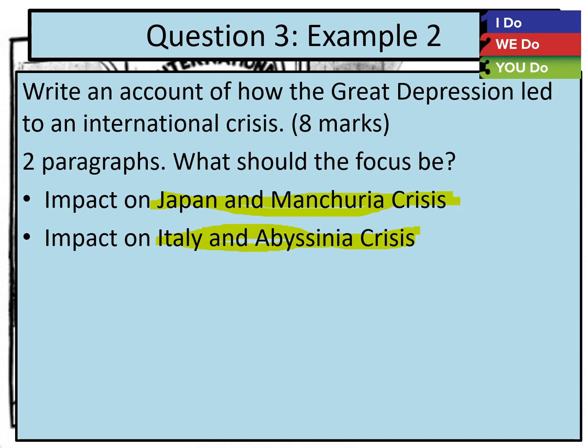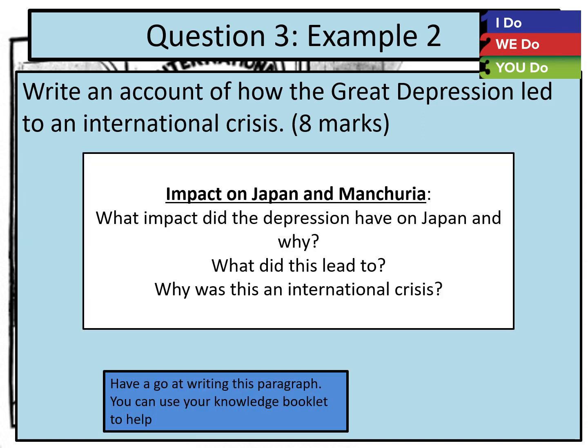But this time you're only writing one paragraph on each of those two incidents. You've got to be careful and not go into too much detail, but also make sure that you're linking it to the Great Depression and the international crisis. So in a moment or two, I'm going to get you to pause this PowerPoint, pause this narrated YouTube clip, and I want you to have a go at writing this paragraph.